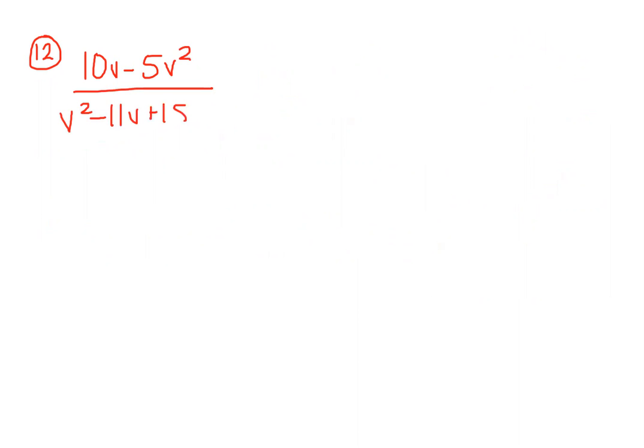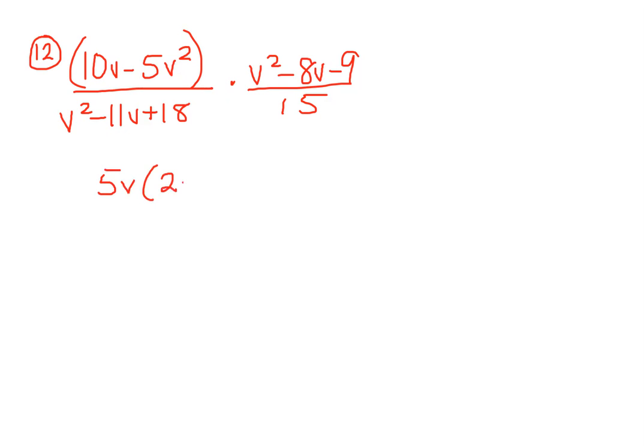Okay, let's look at number 12. That was number 11. Number 12, 10v minus 5v squared over v squared minus 11v plus 18 times v squared minus 8v minus 9 over 15. So let's see what we can factor in each part. This 10v minus 5v squared, we can take a 5v out of, and we're left with 2 minus v.